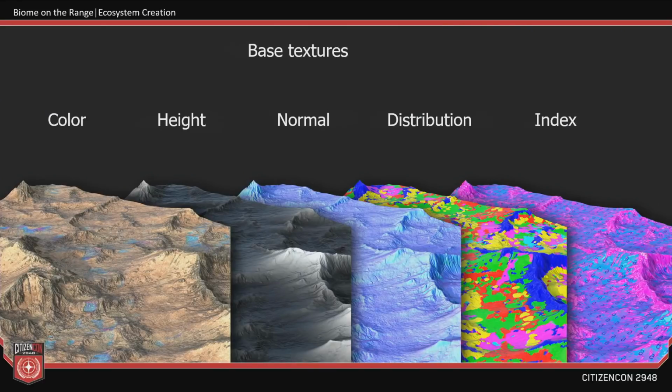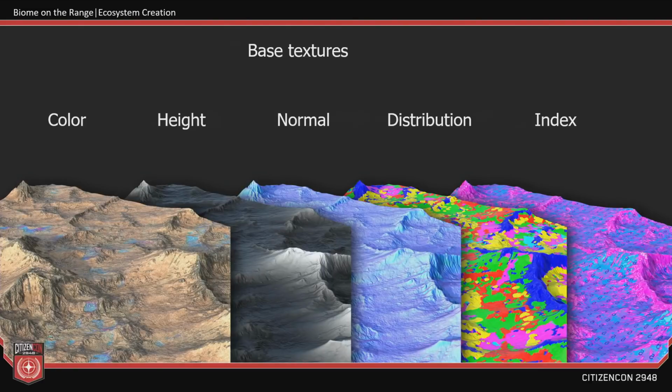Okay, the ground textures, sorry, base textures. Those 5 make up one ecosystem. The color is quite self-explanatory, right? It's a color. The height handles what the elevation of our landscape is. The normal gives us a bit more surface definition and shading detail and such. But the 2 interesting maps here are the distribution and index map.